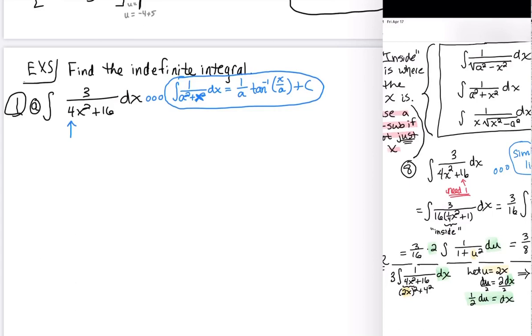But in a case with just a constant like this, since it is just a number, I can factor it out. And so I would have 4 times the quantity of x squared plus 4. Well, that now means that I can rewrite this integral. I can bring the 3 out in front. I can bring that 1/4 out in front, so I have a 3/4. So now I'm going to have just my 1 over, and then what's left is that binomial, right?